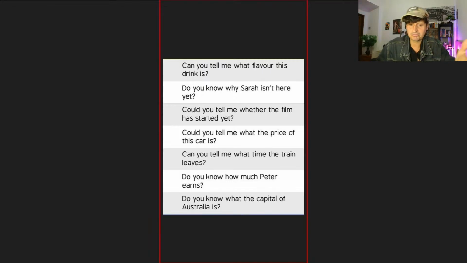But of course, you could also ask it directly. What is the price of this car? Could you tell me what the price of this car is? What time does the train leave? Can you tell me what time the train leaves?